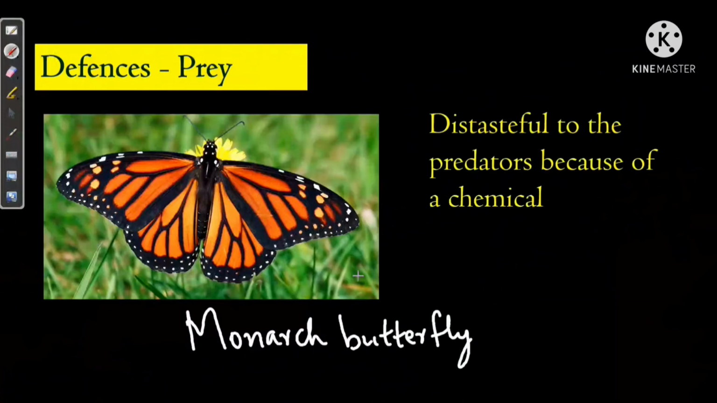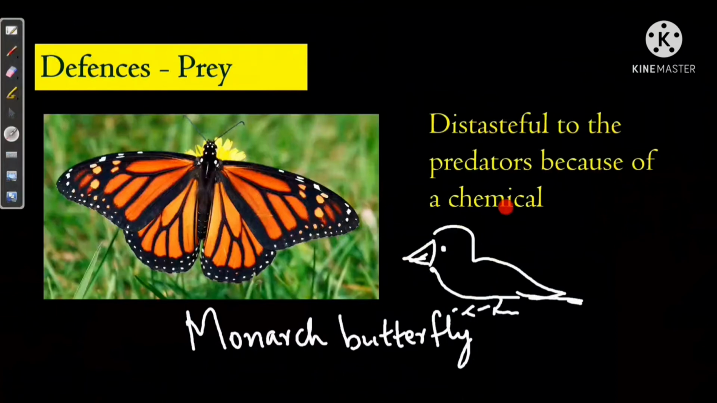Monarch butterfly predators like birds would not like to feed on it because of its distasteful nature. And that distastefulness is because of a chemical which this butterfly as a caterpillar used to feed on. That's why birds or any other predators would like to keep away from this butterfly.